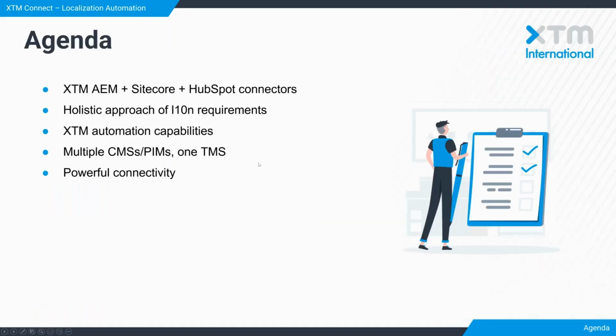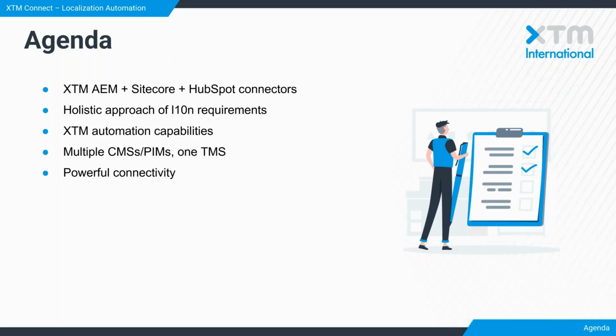Essentially, today we'll see how a company can use the advanced automations created by our XTM connectors to have a consolidated and centralized localization process, using 3 of our connectors from our extensive list. We're going to be using XTM Cloud, Sitecore, and HubSpot to push content to XTM and deliver it back into those CMSs. So you will see that XTM provides you with a holistic approach to all your localization requirements in one consolidated TMS.